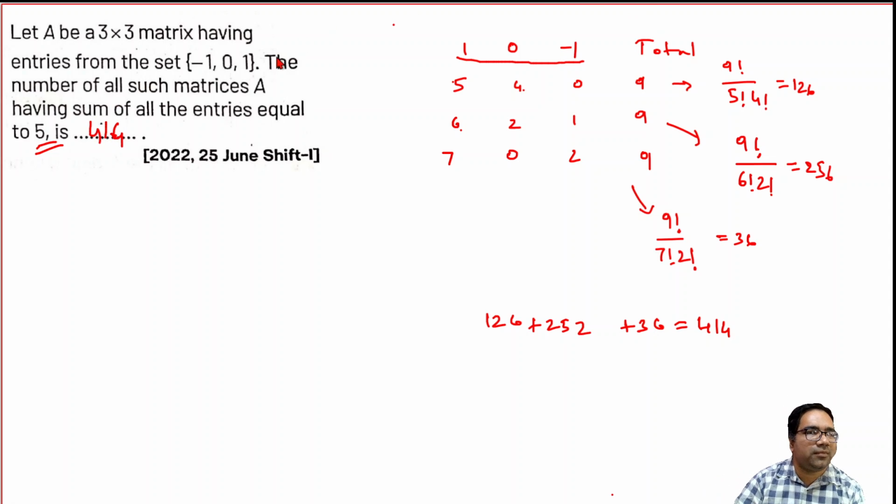So the minimum number of ones that we should have is 5, because otherwise the total can never reach 5. And the maximum number of ones that we can have is 7, because if we go to 8, then we have to have 3 minus ones, and the total number of digits needed to make the total 5 is 8 plus 3, which is 11. So that is also not possible. So only these three cases are possible.